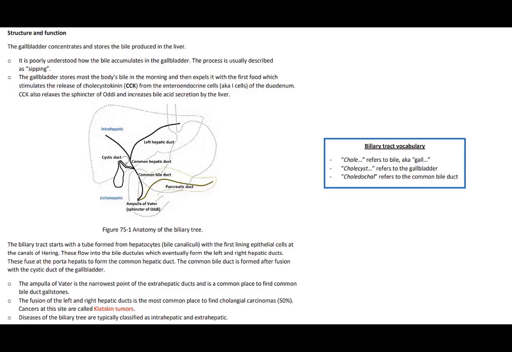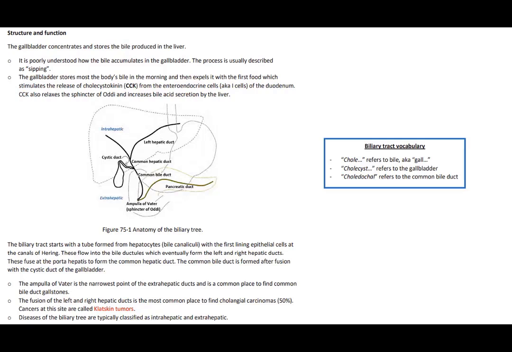Now, the biliary tract starts with a tube that's formed from hepatocytes through bile canaliculi, with the first lining epithelial cells at the canals of Hering. These flow into the bile ductules, which eventually form the left and right hepatic ducts. These fuse at the porta hepatis to form the common hepatic duct. The common bile duct is then formed after fusion with the cystic duct of the gallbladder.